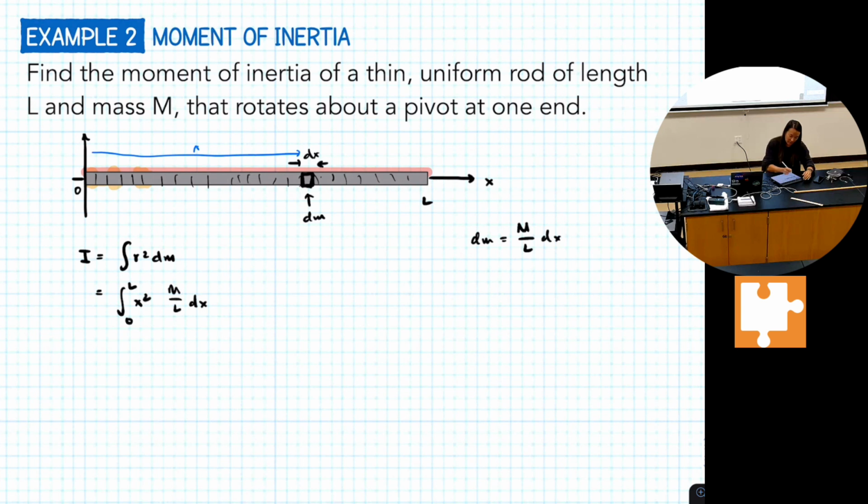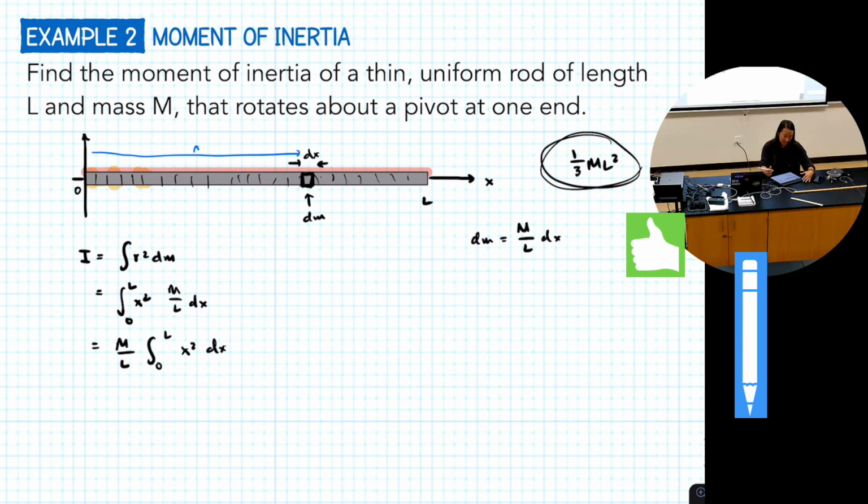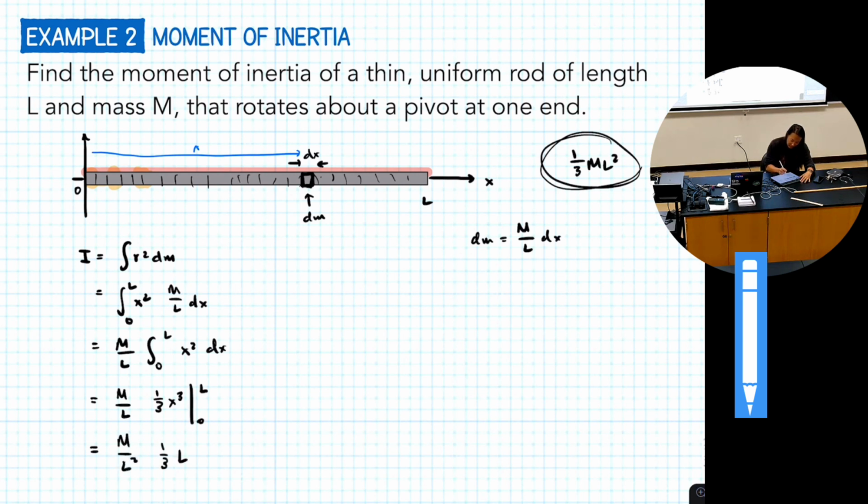Cool. So now we're just doing some math. We'll pull the m and L out, and now we just have the integral from 0 to L of x squared dx. Just as a reminder, what answer are we thinking we're going to get? 1/3 mL squared. This is what we know the answer is going to be because we read it off the chart earlier. So we do this integral. The integral of x squared gives us 1/3 x cubed.